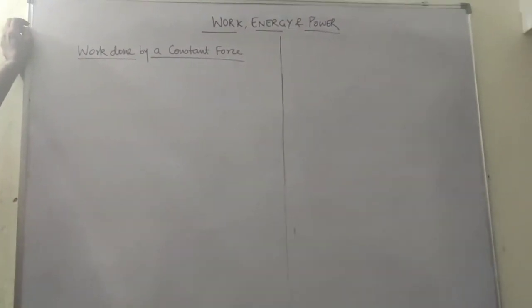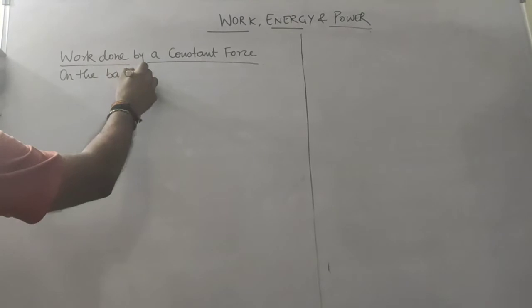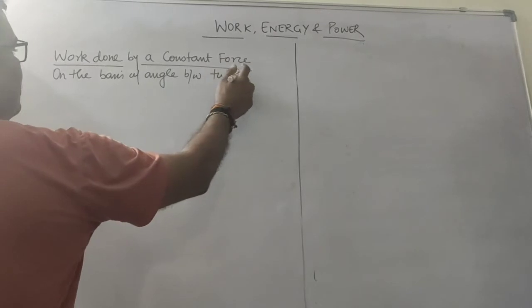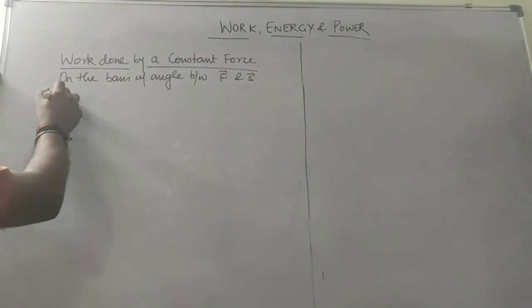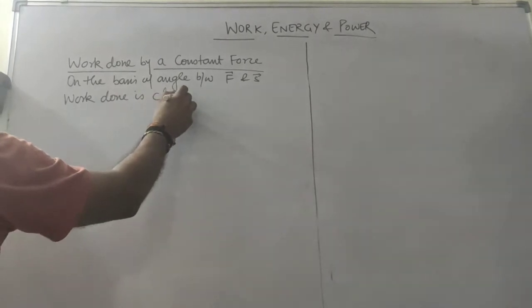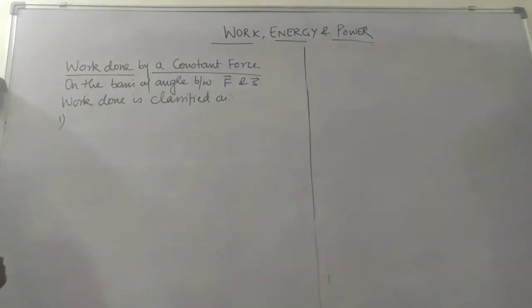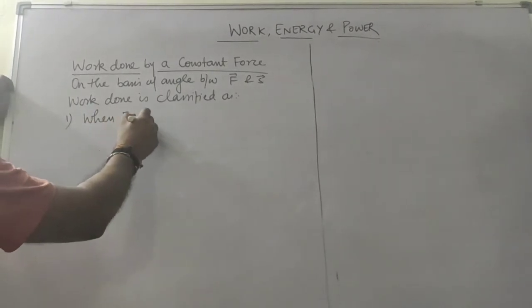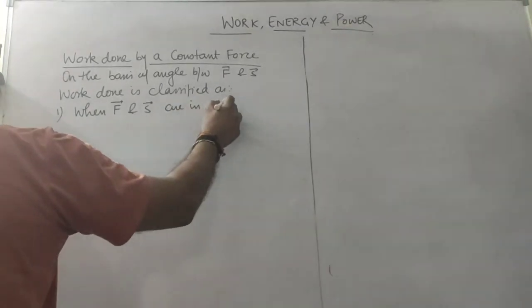Now work done by a constant force, on the basis of the angle between force and displacement, work done is classified as: first, when force and displacement are in the same direction.